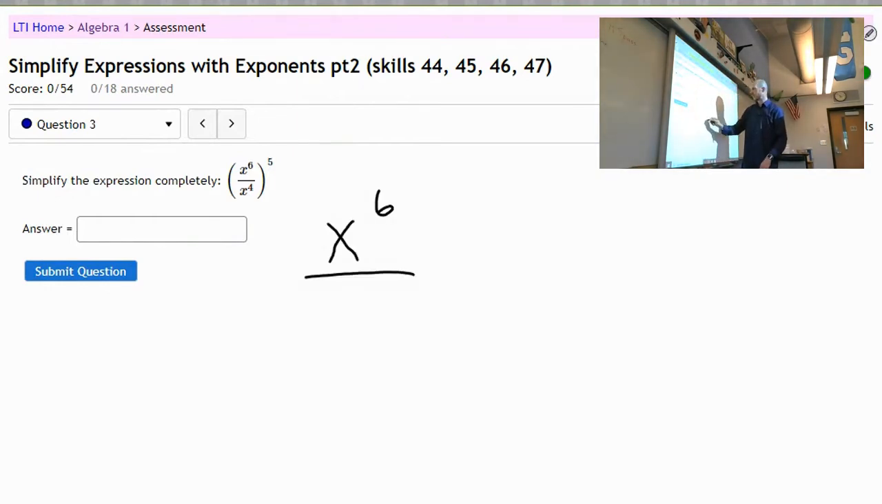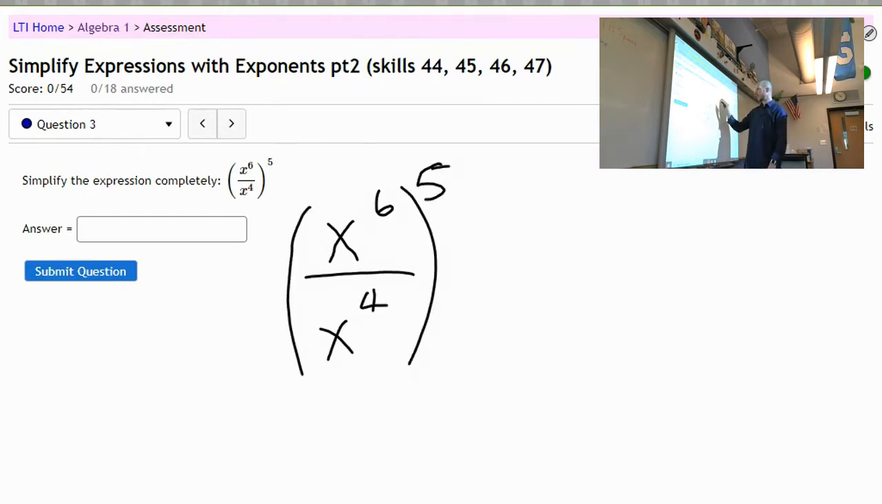x to the power of 6 on the top, x to the power of 4 on the bottom, in parentheses, and that whole thing is being raised to the power of 5. I'm going to do the stuff inside the parentheses first. You actually could get away with not doing it first, but it's going to be a lot easier if we do. So inside the parentheses, I have x to the power of 6 in the numerator, x to the power of 4 in the denominator. It's a division problem, which means we subtract the exponents. 6 minus 4 gives us 2.